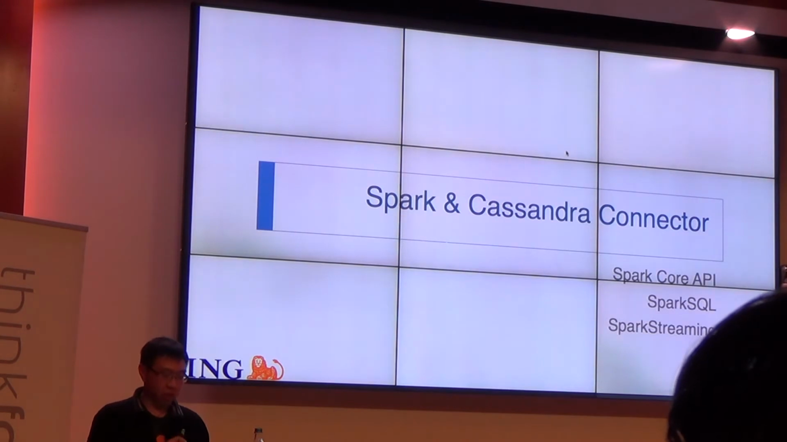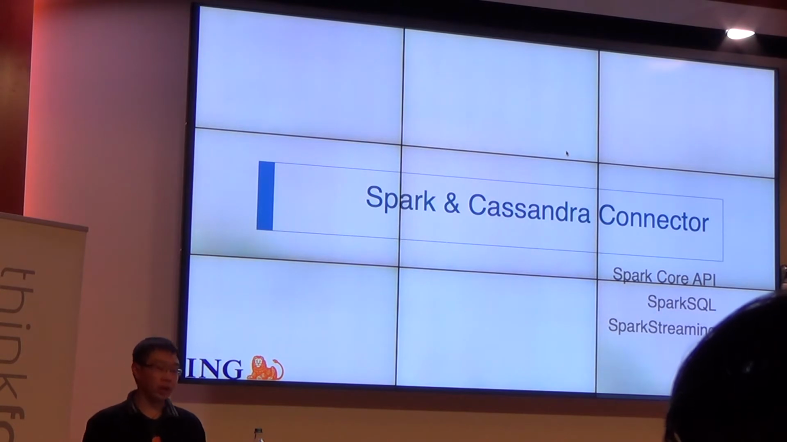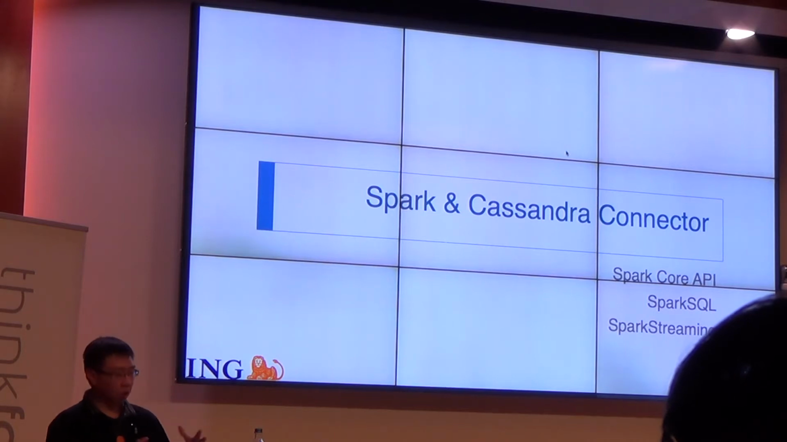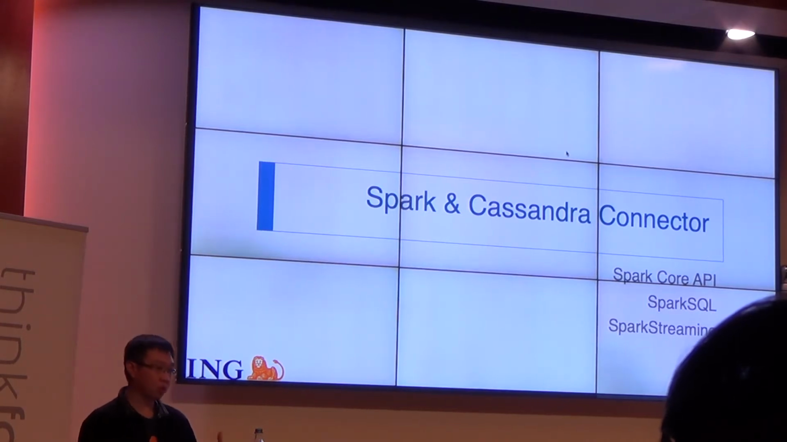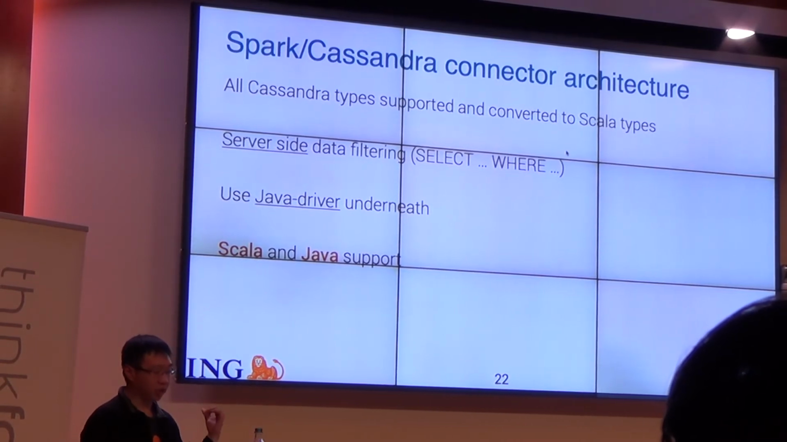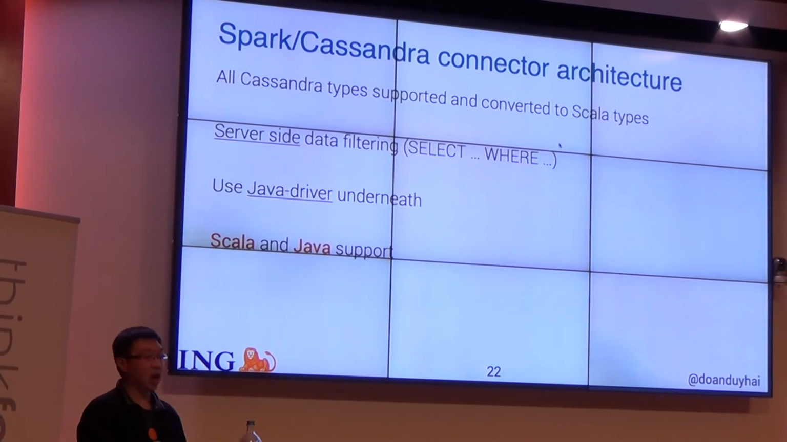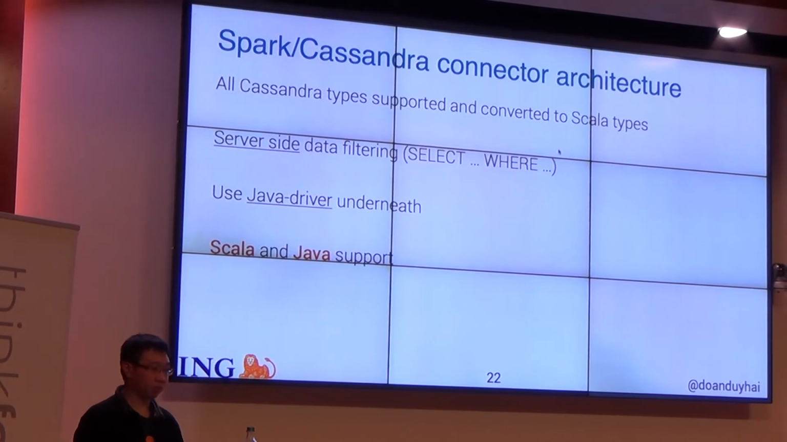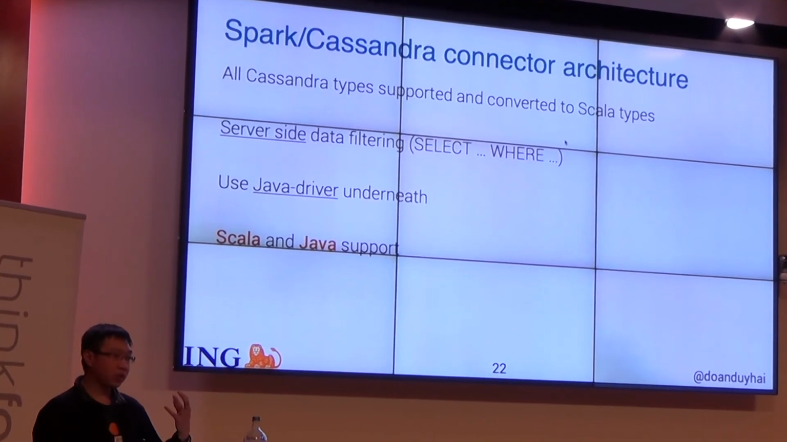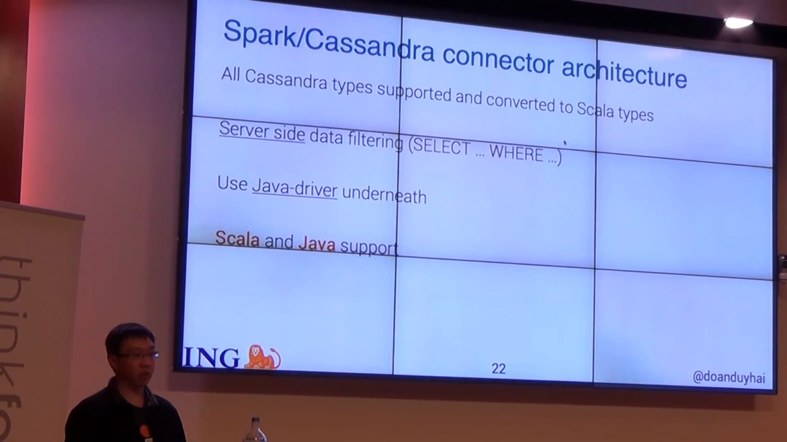Now we can get serious. How can we integrate Spark and Cassandra together? Well, by using a connector. Almost 1 year ago, at Datastax, we open sourced a connector. I'm going to show you how it works. The idea is, with this connector, we are using the Java driver underneath. We expose Scala and Java as languages, not yet Python. And with this connector, you can perform server-side filtering with SQL.